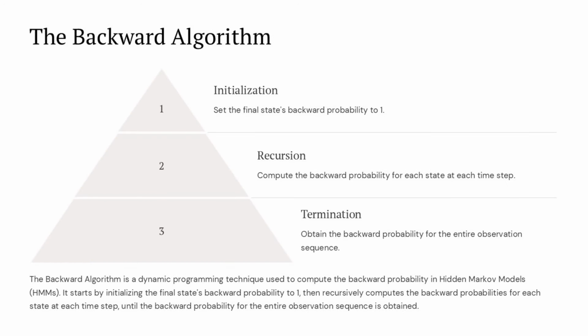The backward algorithm is a dynamic programming technique used to compute the backward probability in hidden Markov models, HMMs. It starts by initializing the final state's backward probability to 1.